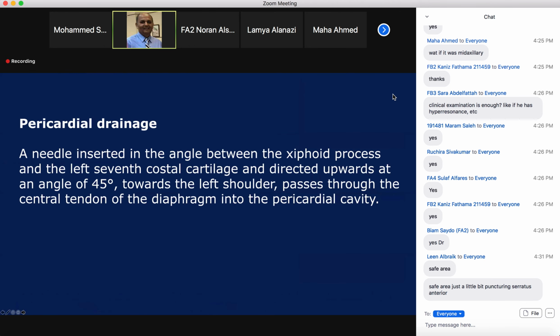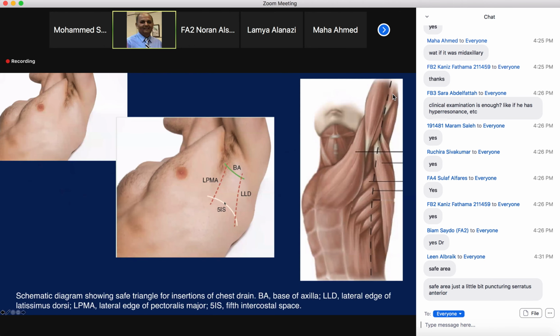Okay, so now that was a place described for insertion of a chest tube. Make it very clear. For insertion of a needle for tension pneumothorax or pneumothorax, we go from the front. We go from the front, mid-clavicular line, second or third intercostal space. And for pleural tap, if there is a small fluid, we preferably go from the back.